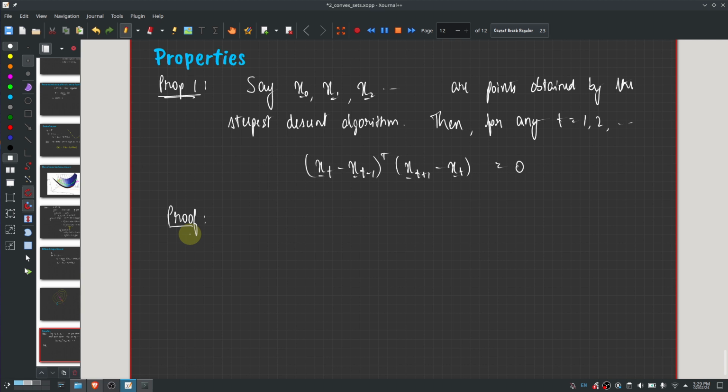Okay, so let's see how we can prove this. Now let us look at going from xt to xt plus 1. How do you choose xt plus 1? We chose alpha t plus 1 to be equal to the argmin over all alpha of f of xt minus alpha times gradient of f of xt. Correct?